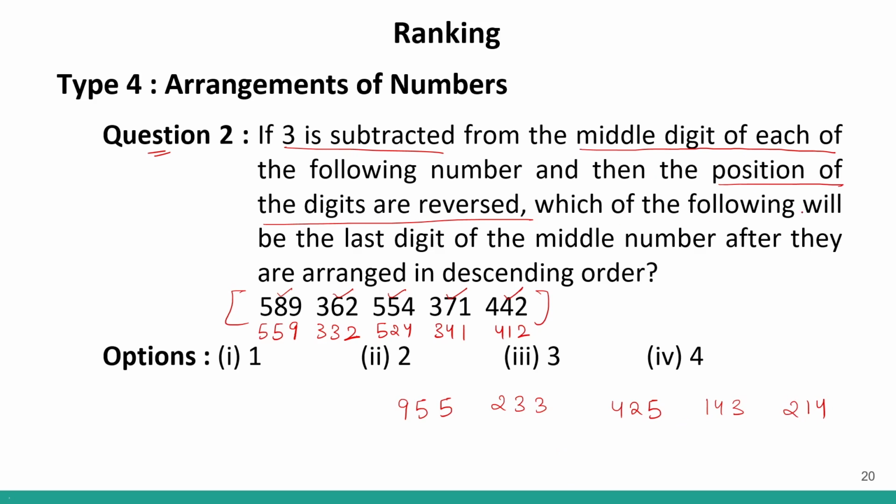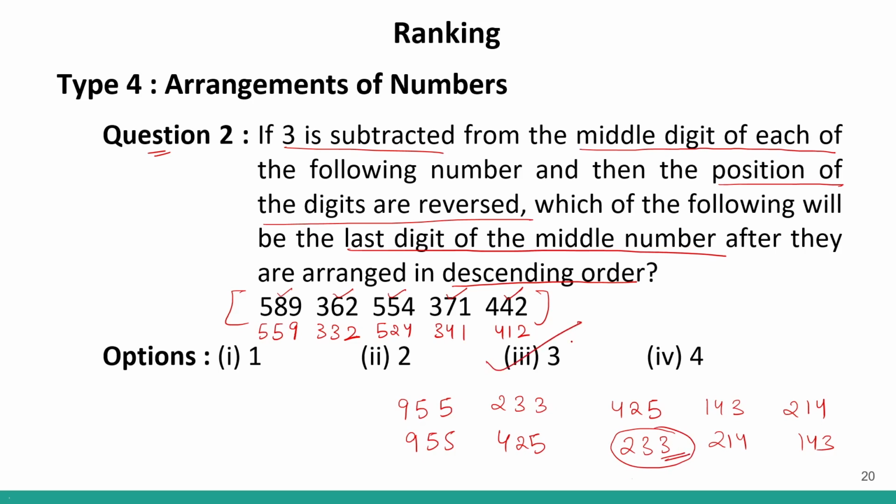We have to find out which of the following will be the last digit of the middle number. Middle number is this one, after they are arranged in descending order. So now we have to arrange them in descending order. If I arrange them in descending order, first I'll get 955. Then I'll get 425. Then I'll get 233. Then 214 and then 143. So now I have to look at the last digit of the middle number. The middle number will be 233. Last digit will be 3. So my answer will be option number 3, 3.